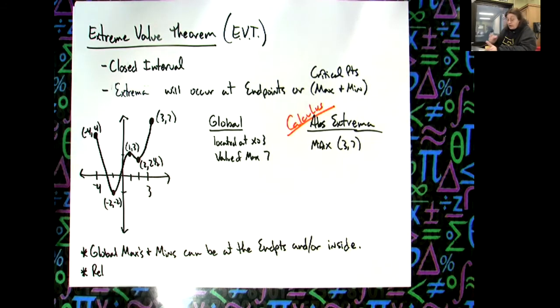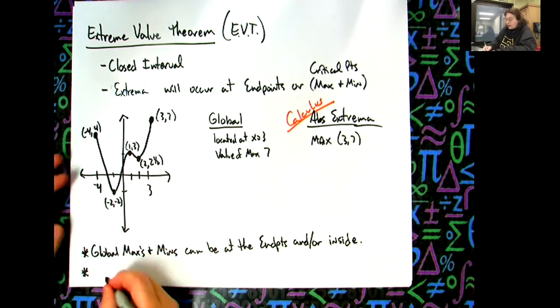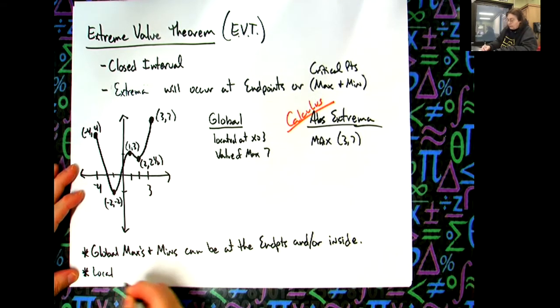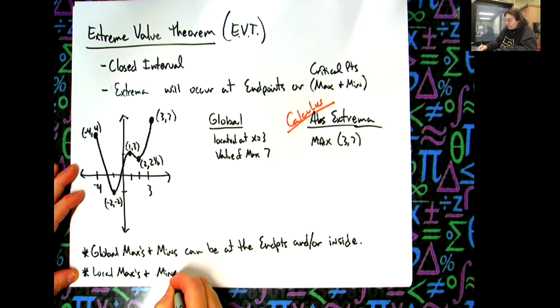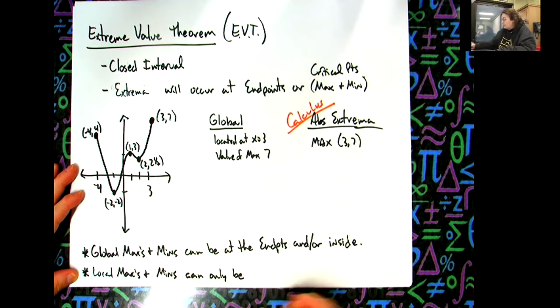Relative was the other word, and I don't want to use relative, because let's go with global and local, because those are used more often. Local maxes and mins can only be, put quotes around that, inside the interval.